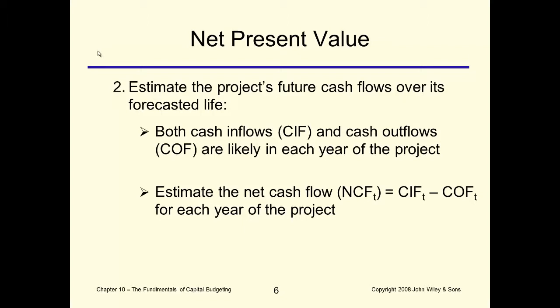Next, you need to estimate the cash flows over the project's forecasted life. This project's going to go on for some number of years. Each year you need to estimate the cash inflows, money that will be earned by the company as a result of taking on the project, but also cash outflows, ongoing costs you'll face each year as a result of the project. But what you're after each year is this estimate of a net cash flow. When we look at the cash inflows, we subtract away the cash outflows, the expenses. How much money is this project going to provide each year?